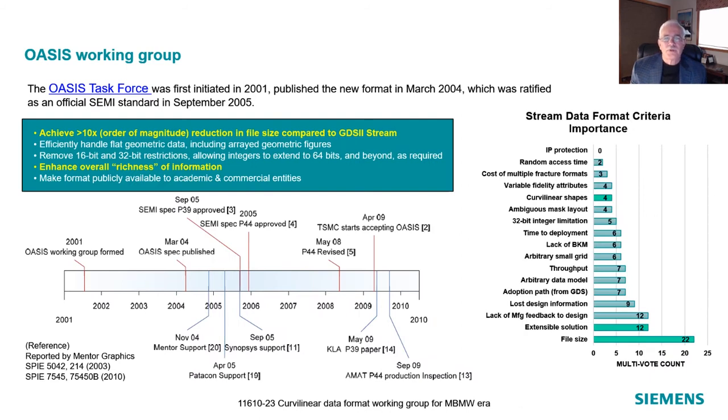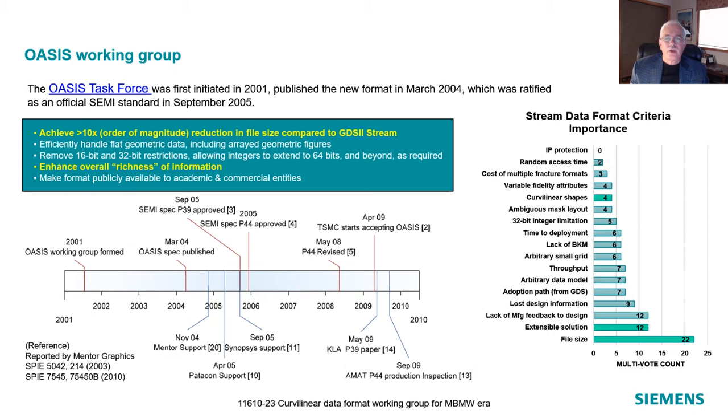The last time the industry had such a problem was in the early 2000s. The venerable GDS2 format, which had been used since the 1970s, had finally run out of steam. The industry formed a SEMI task force in 2001 and ultimately released a new format, SEMI P39.